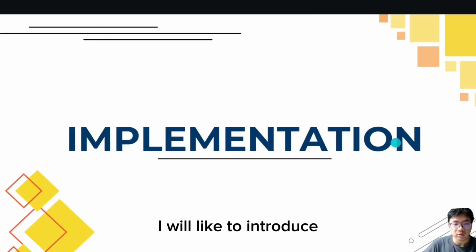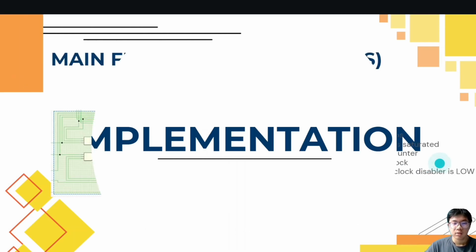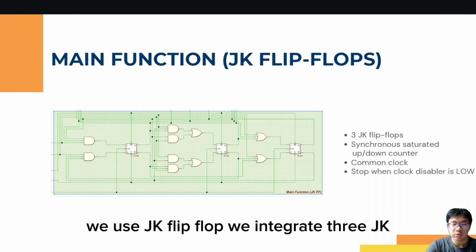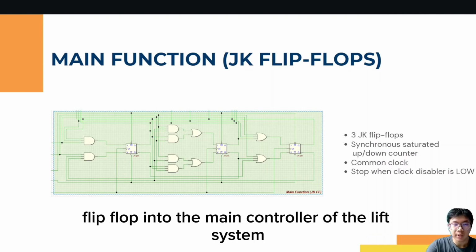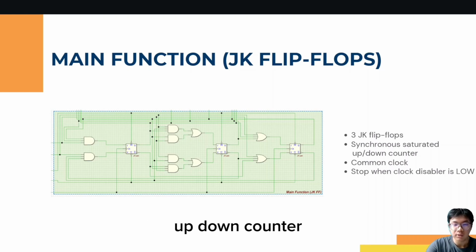I would like to introduce the implementation of our digital design circuit. First of all, this is our main function. We use JK flip-flops. We integrate 3 JK flip-flops into the main controller of the leaf system project. These form a synchronous saturated up-down counter.